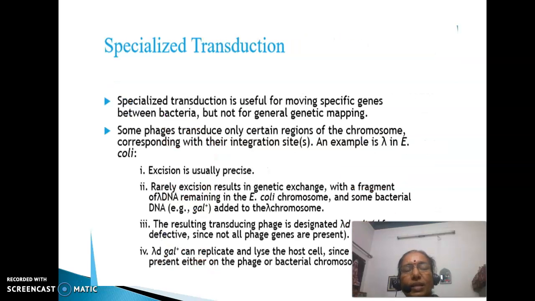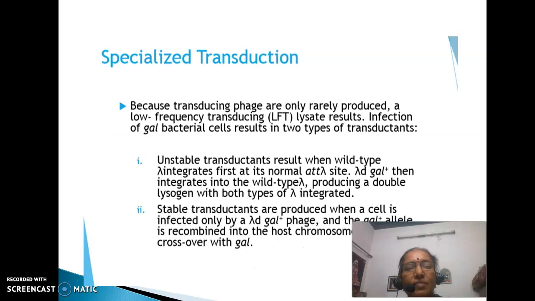Now in contrast to this, we have another method called specialized transduction. In specialized transduction, only a certain region of the chromosome is normally used for the transfer. For example, if I take lambda phage, which is known to infect E. coli, it cannot move all the genes. It will move only either the gal or the biotin gene. So that's why specialized transduction cannot be used for general genetic mapping experiments. First, with the help of diagrams, we'll try to understand how specialized transduction works.